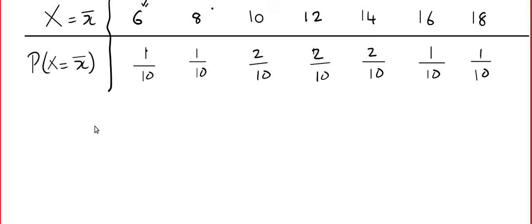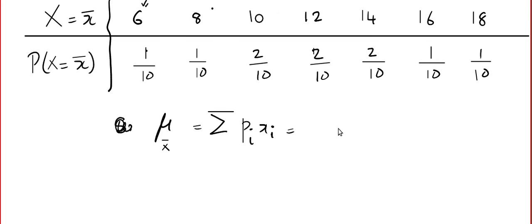Now you can find the sampling mean, and it is denoted by mu x bar. It is given by the usual sigma pi xi, that is what you call the expectation formula. So 1 by 10 into 6 plus 1 by 10 into 8, and so on. Anyway, I made the calculation, I got 12.